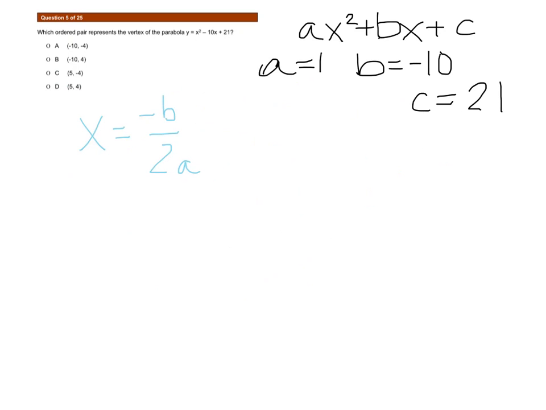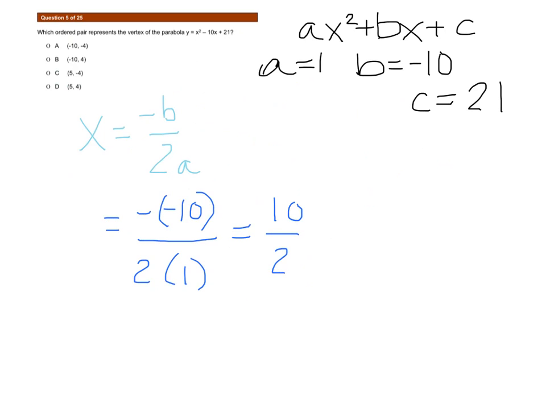So using the formula, we substitute negative 10 in for b, so we have negative negative 10. And on the bottom we have 2 times a, which is 1. Continuing to simplify, we get positive 10 over 2. 10 divided by 2 is 5. So x equals 5. Looking at our choices, we know this eliminates A and eliminates B.